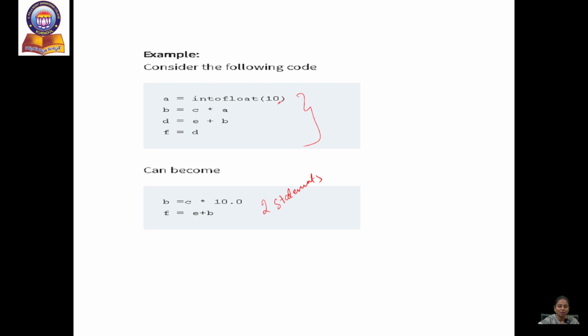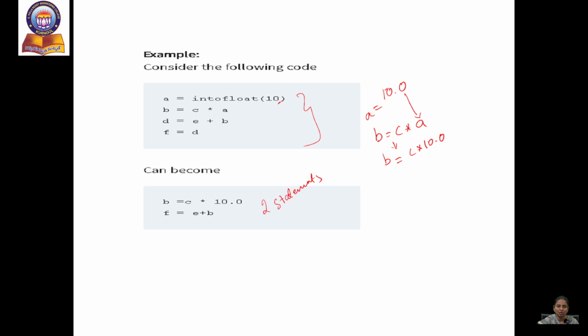So you can see, a is holding the value of 10.0. Why? Because the integer has been converted into float. So now we have a is equal to 10.0. And b is equal to c into a. So again we are storing 10 into a, and we are doing multiplication with c and storing in b. Instead of it, directly we can write b is equal to c into 10.0. No need of assigning this 10 again into a.